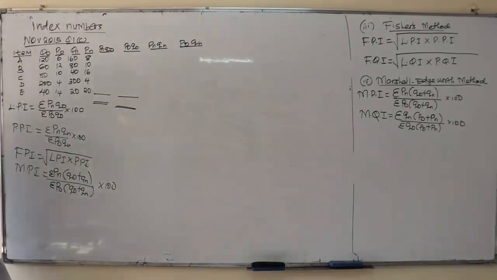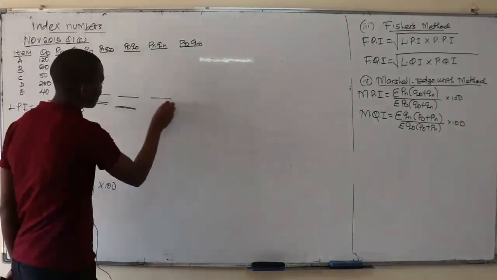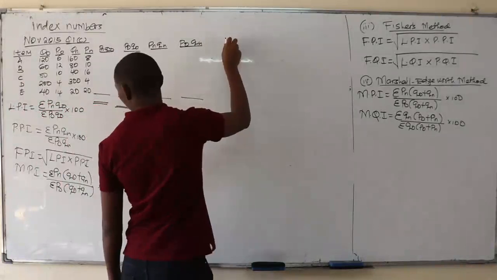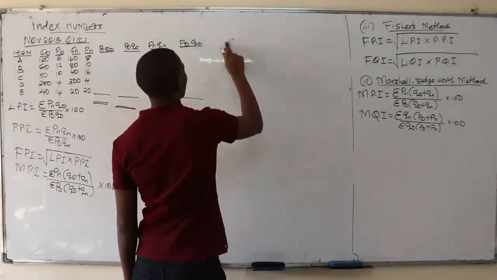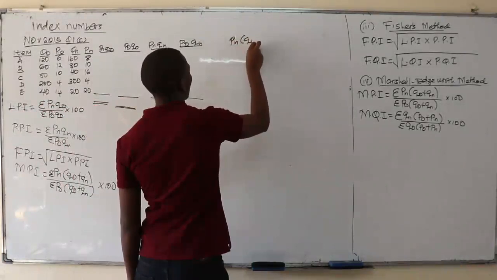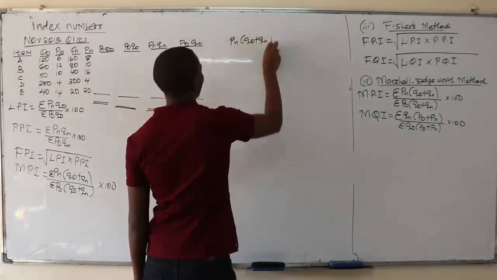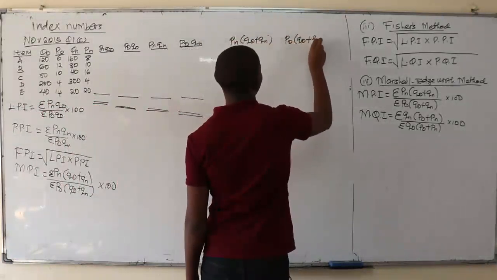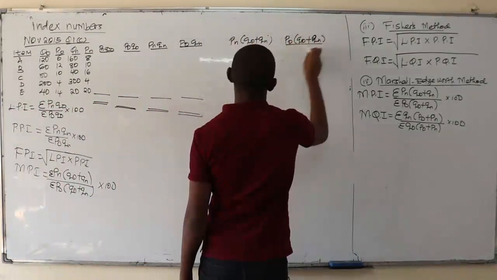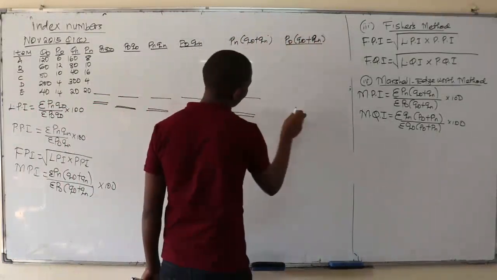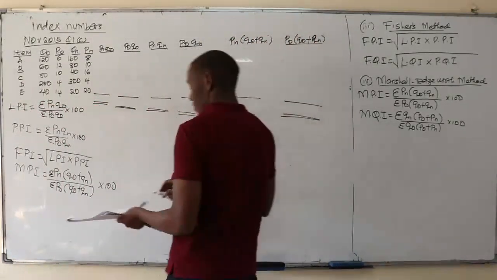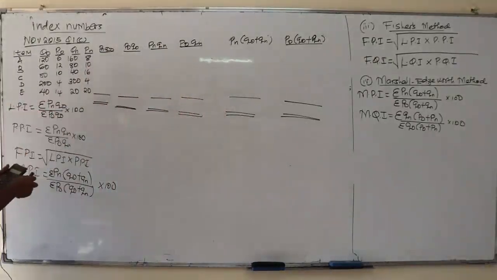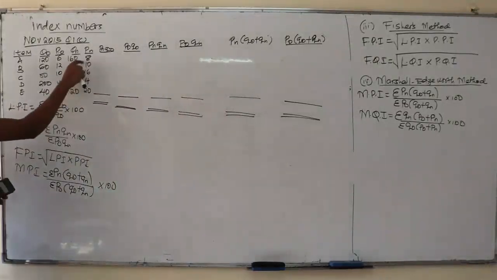Okay, meaning that in this case now, we can also get the Pn Q0, and also P0 Q0, Qn. Isn't it? These are what will now help us get the other ones. So we begin. We know this is PnQ0.